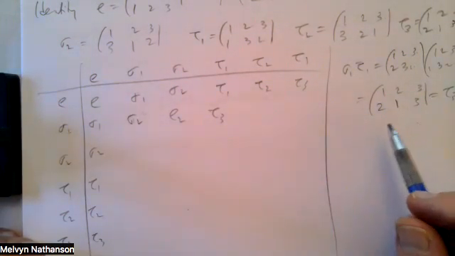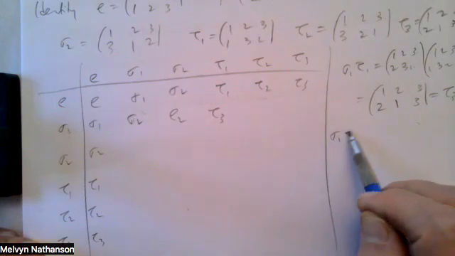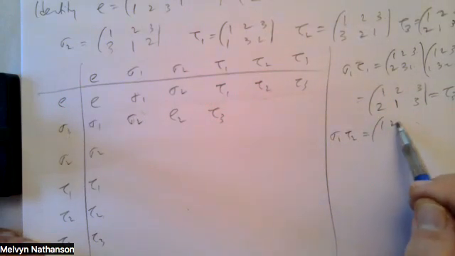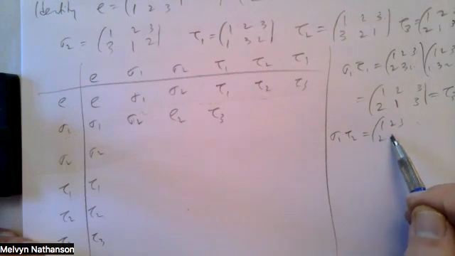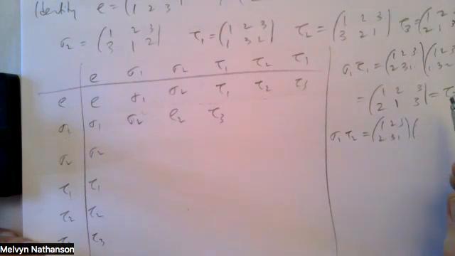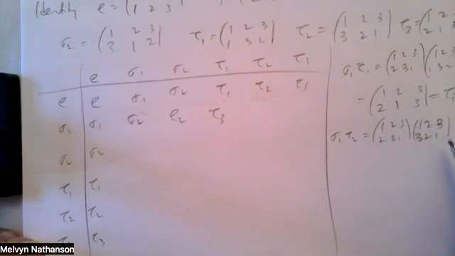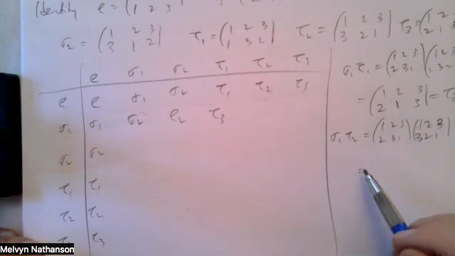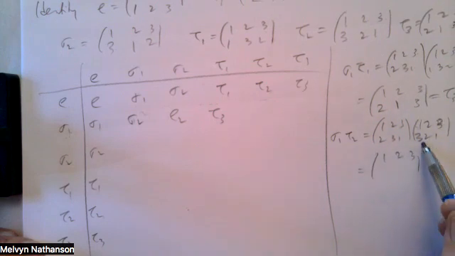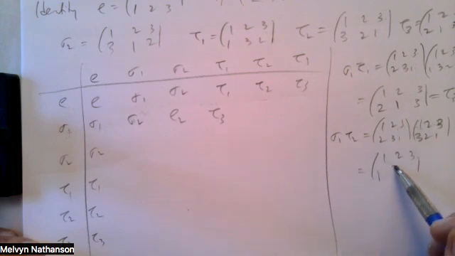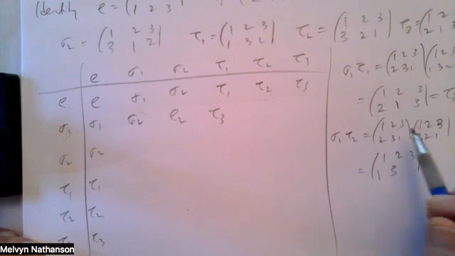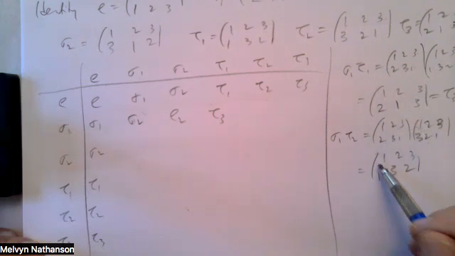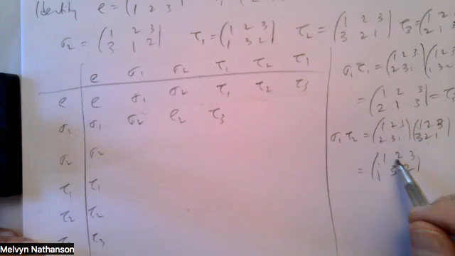What's sigma 1 times tau 2? Sigma 1 tau 2 is 1, 2, 3, 2, 3, 1, preceded by tau 2. That fixes 2 and interchanges 1 and 3. So this permutation sends 1 to 3, and 3 goes back to 1. 2 goes to 2, and then 2 goes to 3. 3 goes to 1, and then 1 goes to 2. So this permutation fixes 1, interchanges 2 and 3, so this is tau 1.